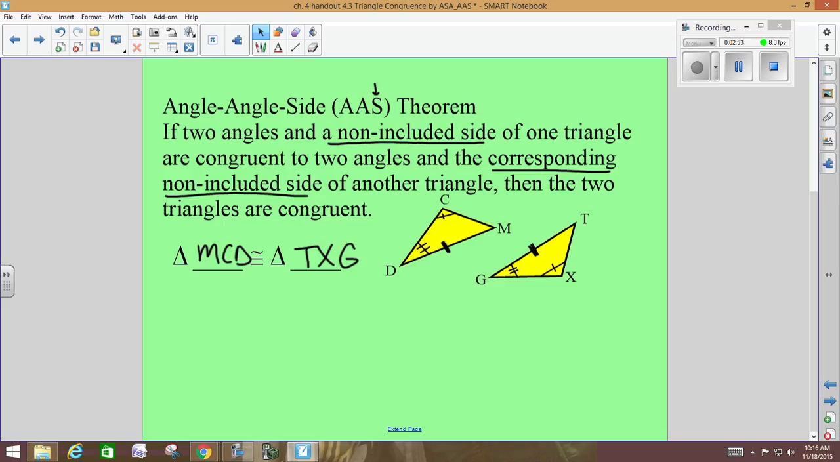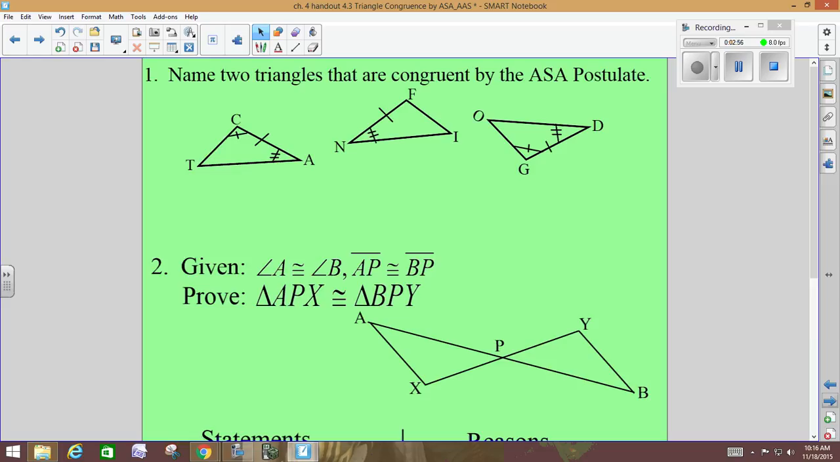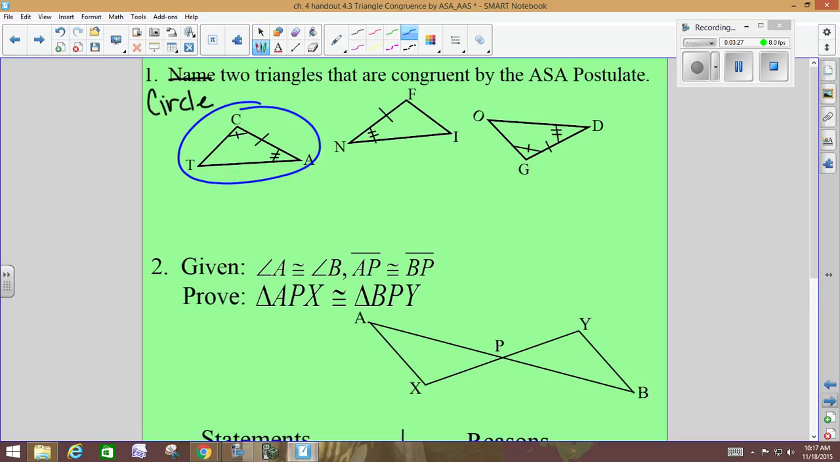All right? Number 1, name 2 triangles that are congruent by the angle, side, angle postulate. Why don't you go ahead and just circle the 2 triangles that would be congruent by the angle, side, angle postulate, which 2 triangles represent angle, side, angle. Good. Your first one and your third one should be circled. The middle triangle doesn't even have enough information. It only has 2 markings on it.